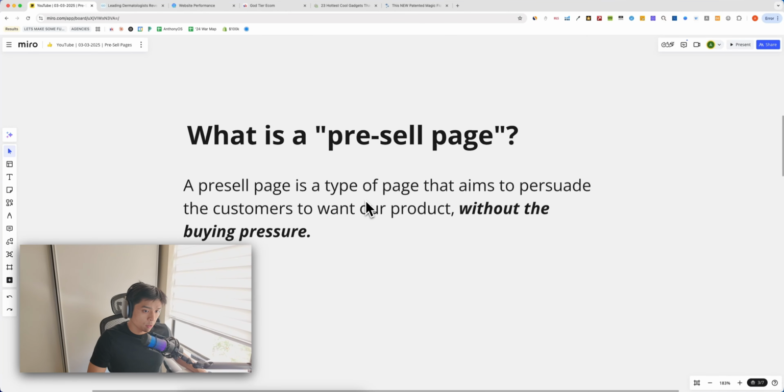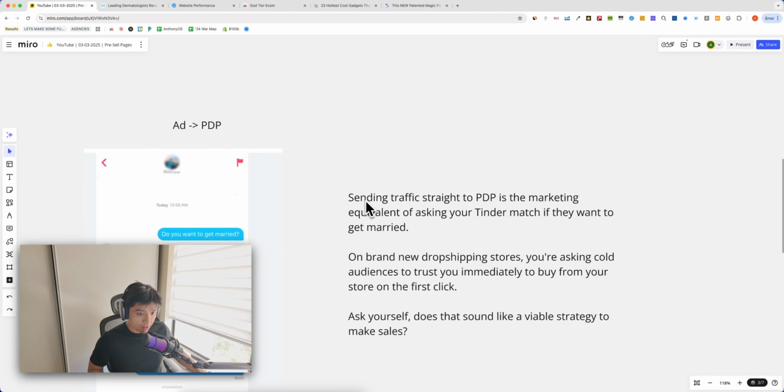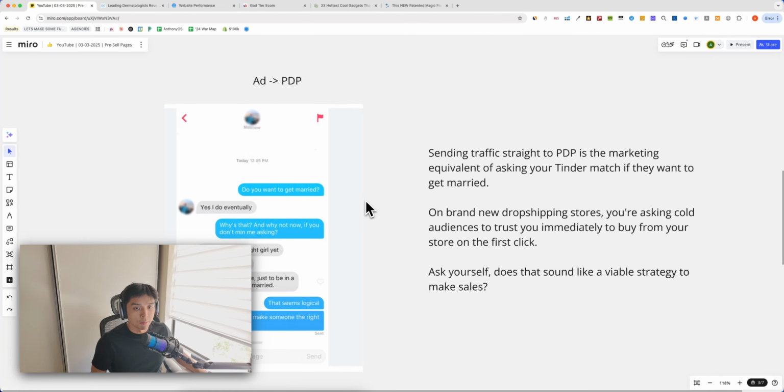As we just talked about, a pre-sale page is basically a type of page that is aiming to persuade the customers to want our product without the buying pressure of going straight to a product page. And sending traffic to a product page is the marketing equivalent of basically asking your Tinder match on the first conversation if they want to get married.